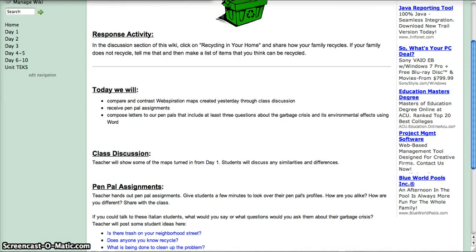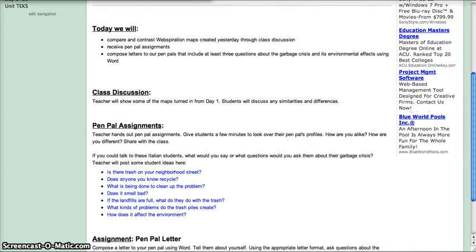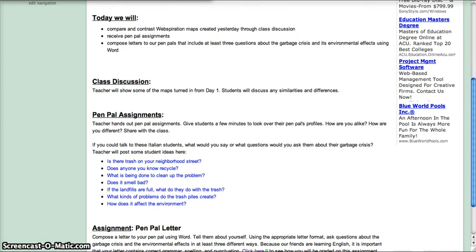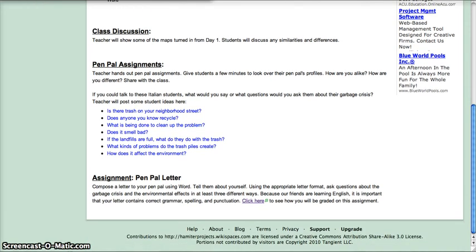Again, some learner objectives. We're going to have a lot of class discussion this day, and I think the kids will be really excited. We're going to have pen pals from Italy, from that region, so that we can discuss with them what are some of the environmental effects that they have going on there. So on this day, we'll be receiving pen pal assignments, and our assignment for today is going to be writing a letter to our pen pals.